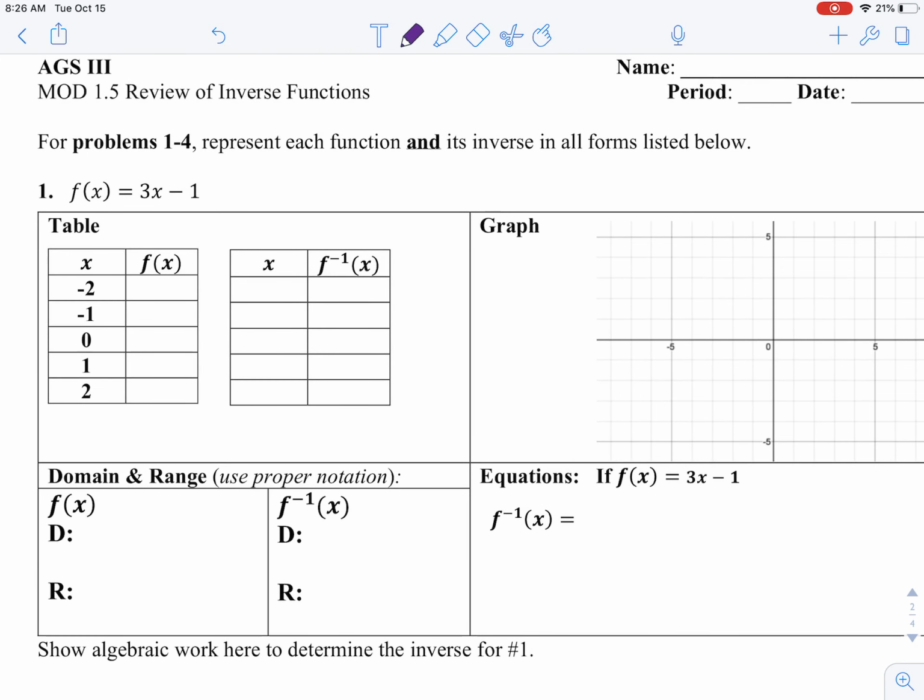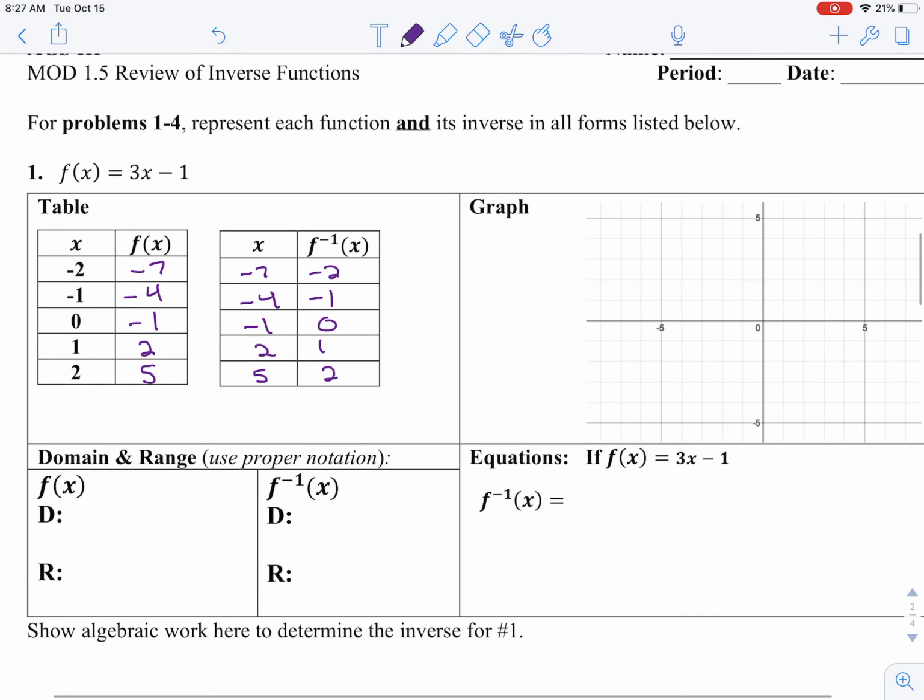Okay, so for this one, we need to represent each function and its inverses in all forms listed below. All right, so the table of the regular function, I'm going to plug in negative 2. I think you guys know how to do this, so I'm not going to explain it too much. And then I'm going to get this and this and this, and this. So the inverse then, I don't even need to do math really for the inverse because I know that it's just this table switched. Okay, so we have now done the table.